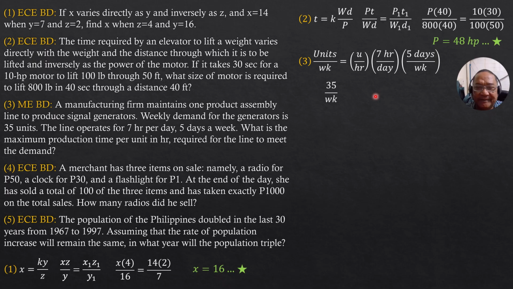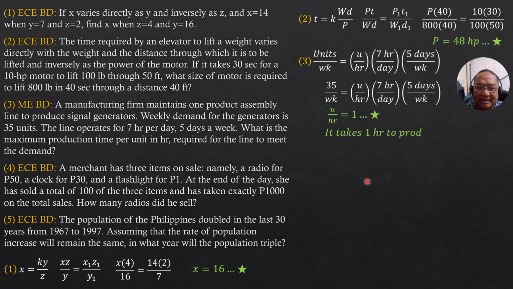So 35 equals U per hour times 7 hours per day, 5 days a week. Solving for U, this is equal to 1 unit per hour. So it means that it will take 1 hour to produce 1 unit. So that's the other way to interpret the result. So that's it for problem 3.